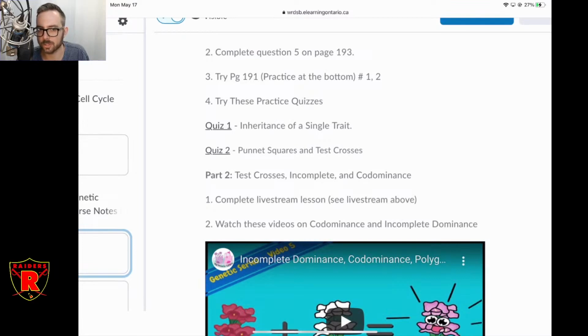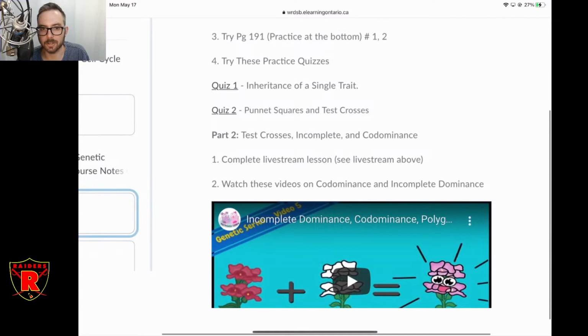One of them is on just inheriting a single trait, which is basically just using a Punnett Square and doing complete dominance. And then the other part here is on just using Punnett Squares and test crosses. What is your understanding of how to use a test cross and what the results are that you see when you do a test cross?